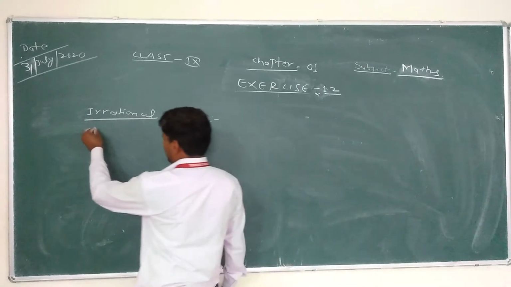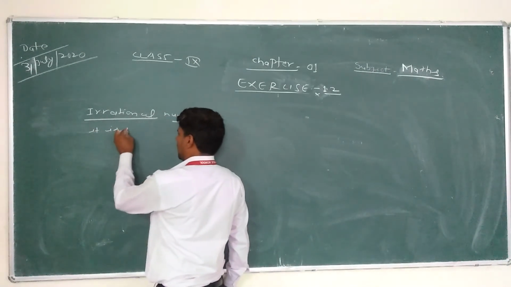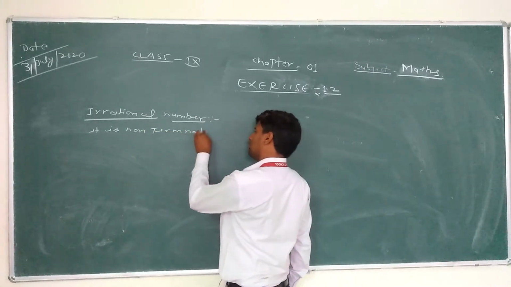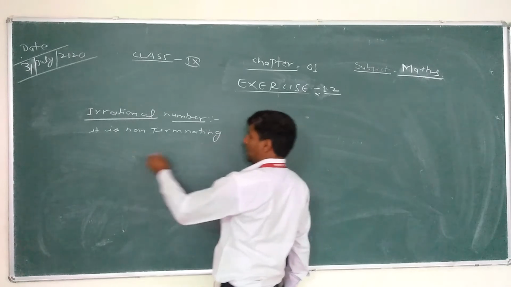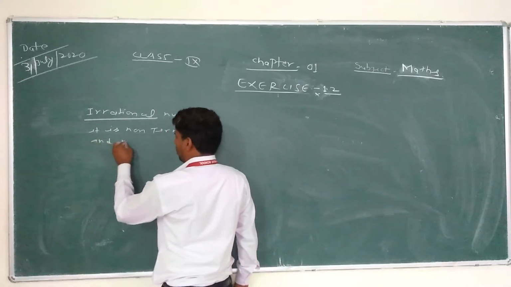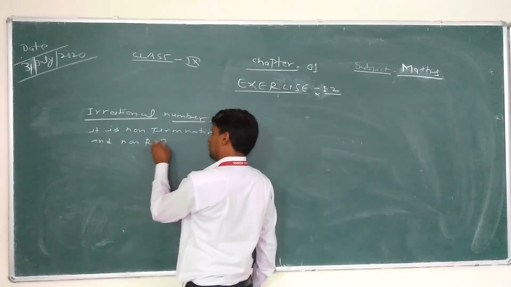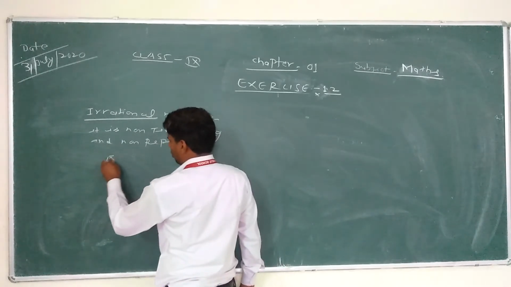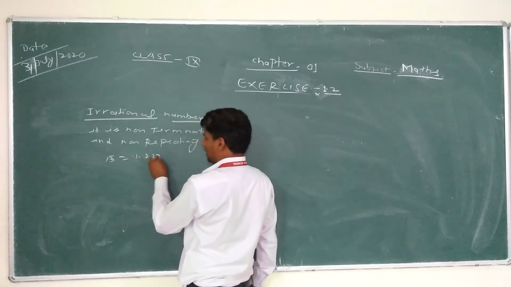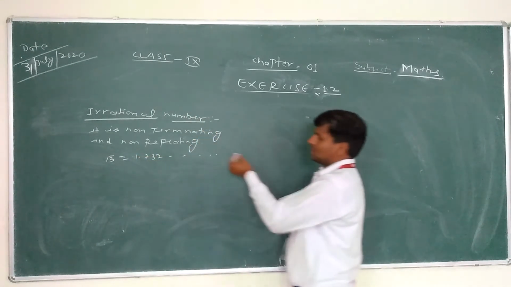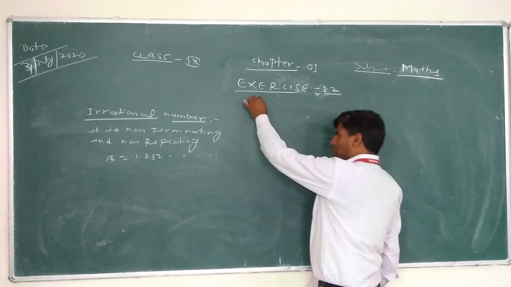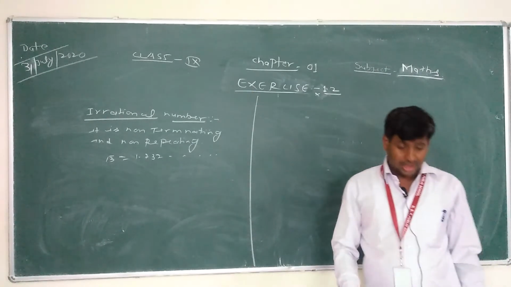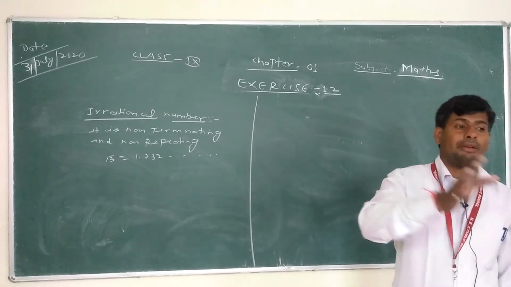Like as examples, it is non-terminating and non-repeating. Okay, like as root of 3, 1.732 and so on. These are irrational numbers. So today we can discuss how can we represent irrational numbers on a number line.